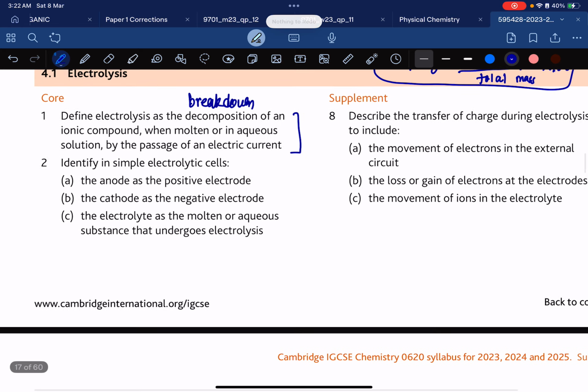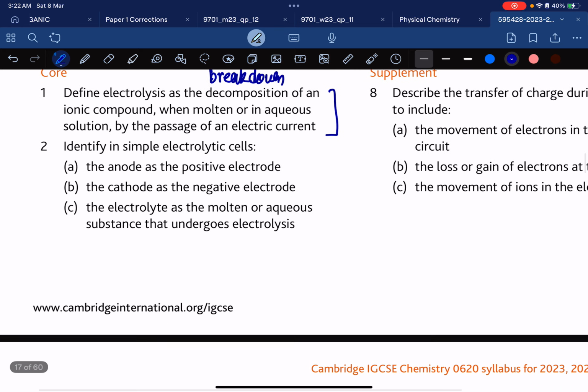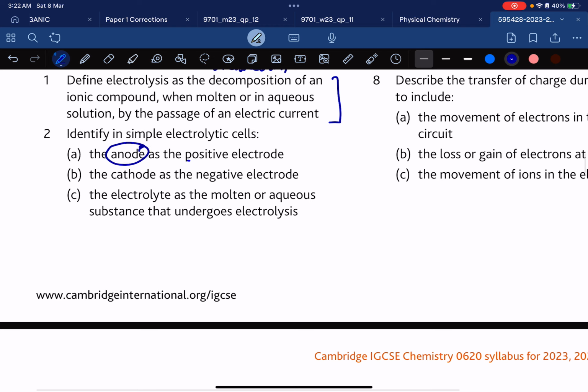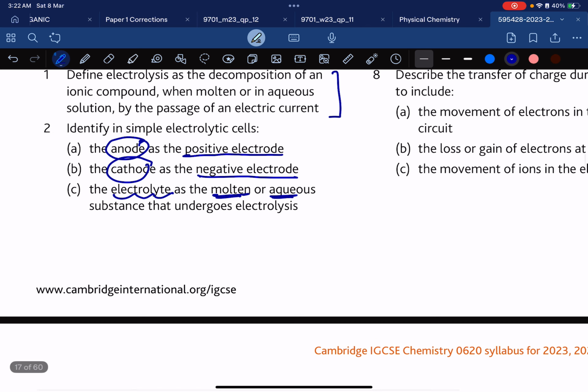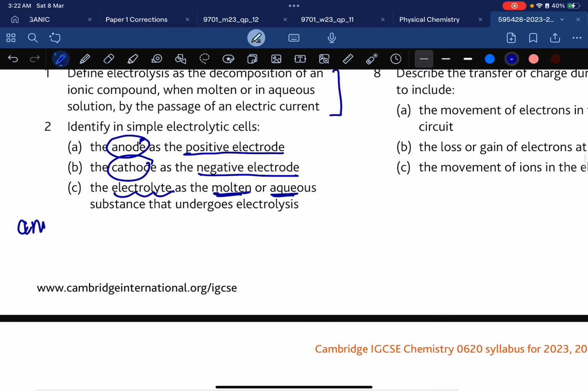Identify in simple electrolytic cells the anode as the positive electrode, the cathode as the negative electrode, the electrolyte as the molten or aqueous substance that undergoes electrolysis. So basically, if you watch the first episode of this series, you'll notice that we said anions are negatively charged ions or negative ions, and cations are positive ions.